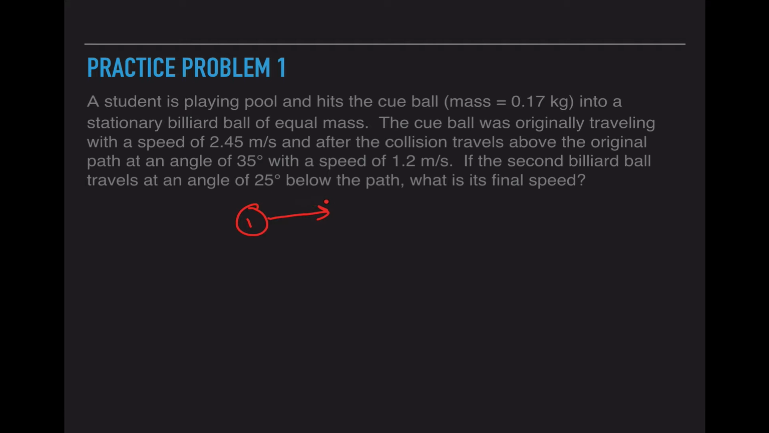Ball number 1, ball number 2. Ball number 1 goes above the path at 35 degrees. Ball number 2 goes below the path at 25 degrees. So now I'm going to list my knowns and unknowns.